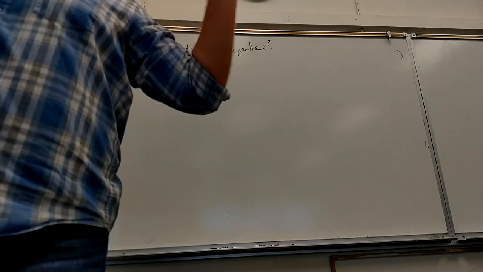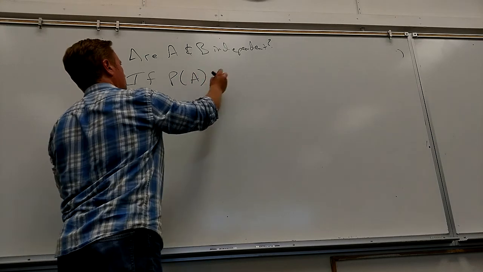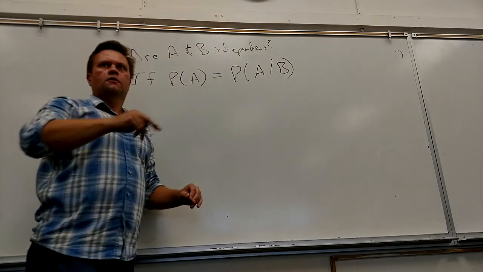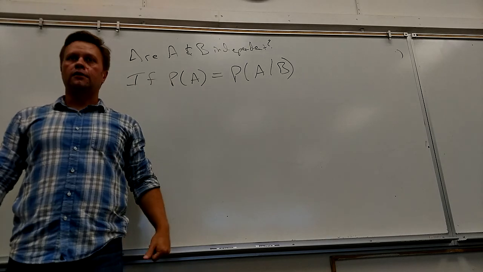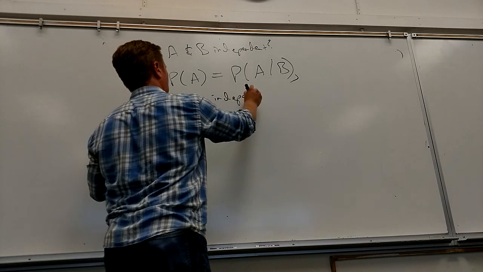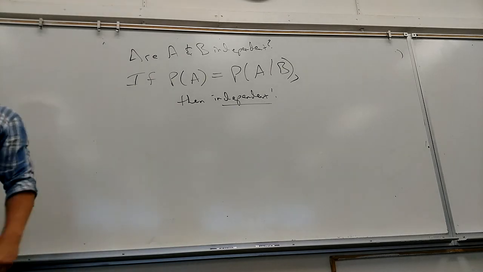Do the probabilities change? Not can it only happen if the other one happens? That's not what that means. Will the probability of one thing change, knowing the other thing has happened? That's what it means. So are A and B independent if the probability of A is the same as the probability of A given B? So I tell you B happens and A doesn't care. Then they are independent. Otherwise, they would be dependent.